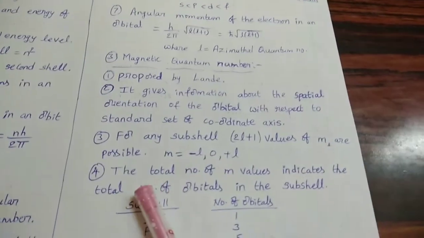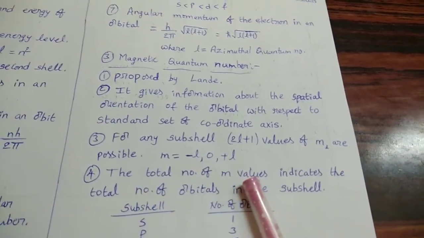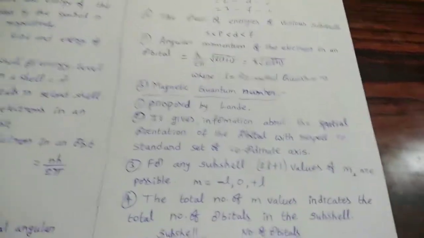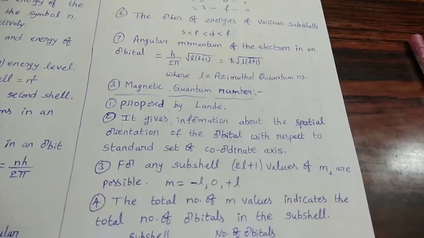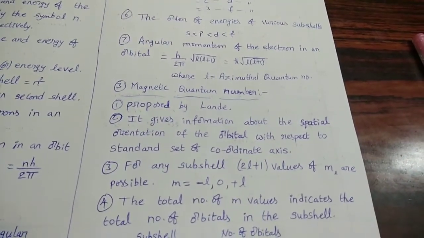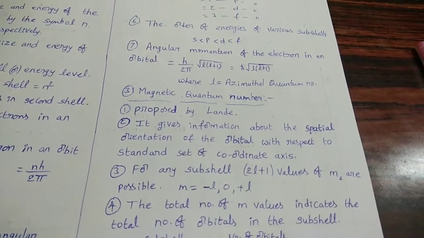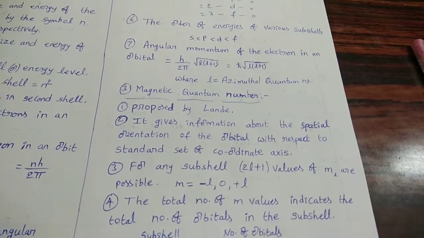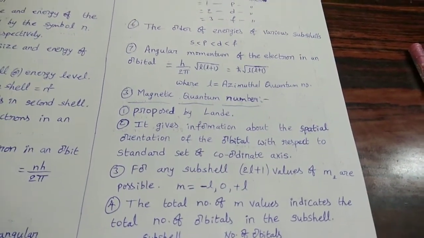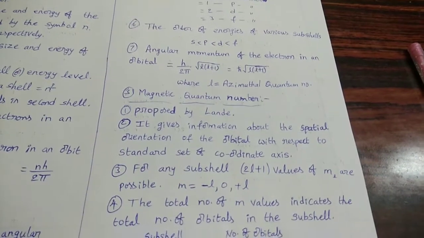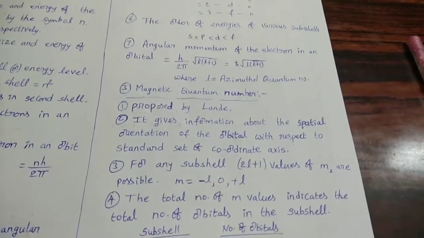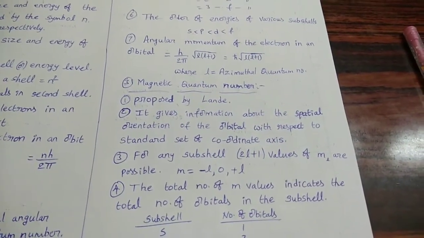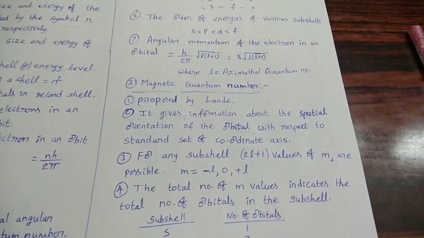Next, the total number of magnetic m values indicates the total number of orbitals in the subshell. Here l equal to 2, magnetic quantum number values are 5: minus 2, minus 1, 0, plus 1, plus 2, which means in that particular subshell 5 orbitals are there. l equal to 2, what is the subshell? d subshell. In that d subshell 5 orbitals are there. So magnetic quantum number gives information about the arrangement of orbitals in a three-dimensional manner.